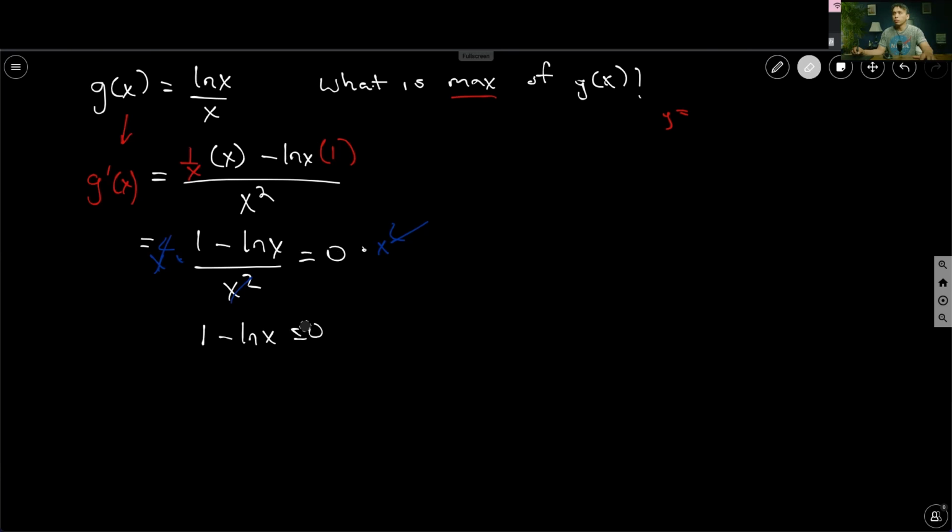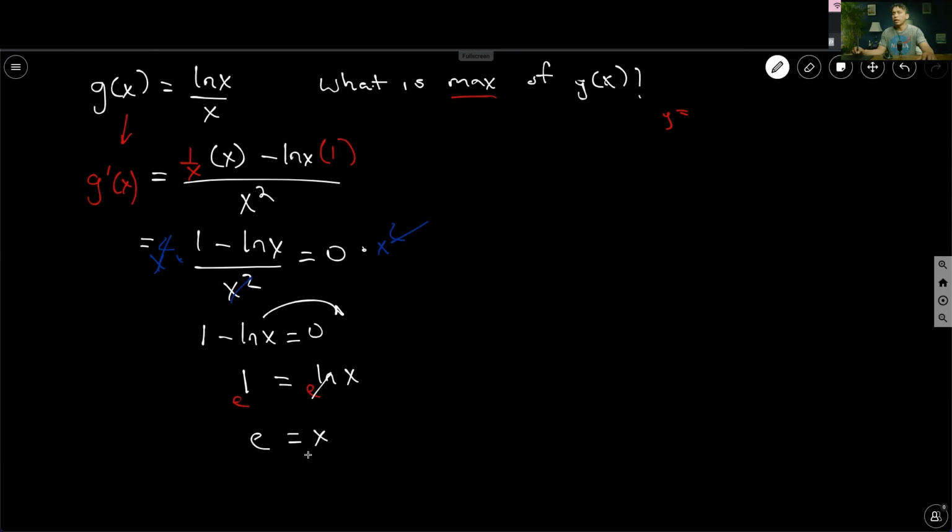Move the ln of x to the other side. So then you have 1 is equal to ln of x. And now solve for x: take e to both sides. On the right-hand side, the e and the ln cancel out, leaving me with x is just equal to e.